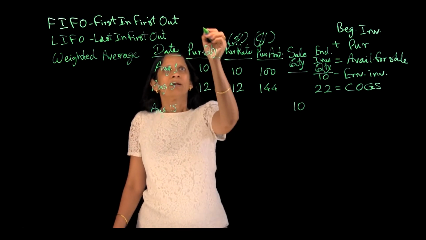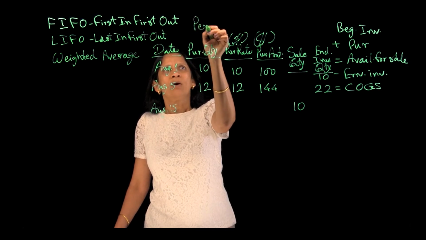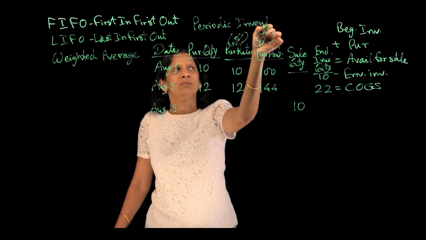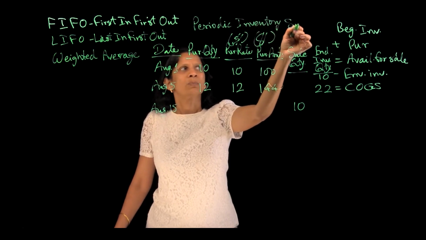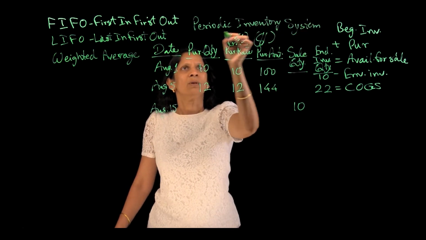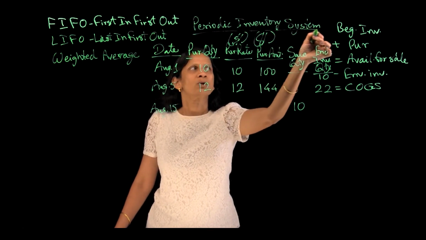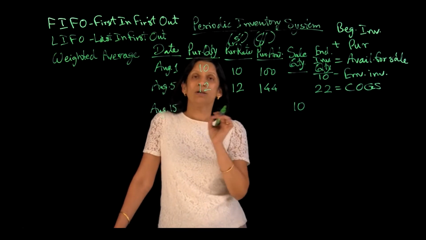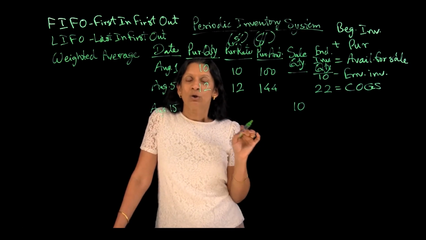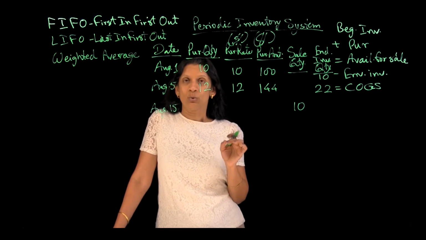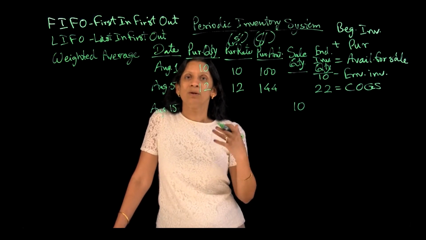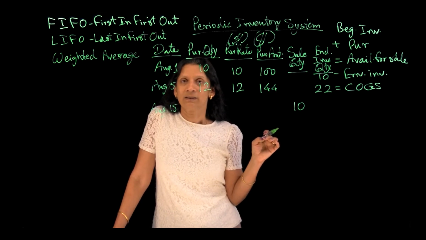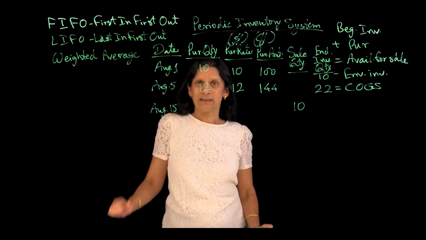Now here we are talking about the periodic inventory system. So in this particular video, I'm explaining the periodic inventory system and not the perpetual inventory system. We talked about this in the earlier video. Periodic inventory system means you take the inventory, you account for the inventory only periodically and not at every day of purchase and sale.